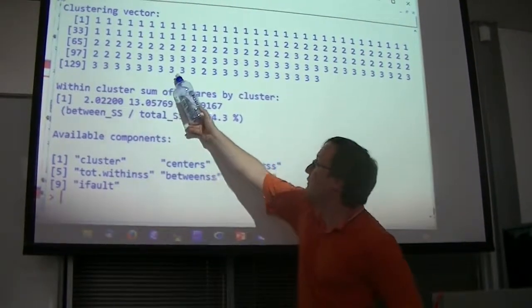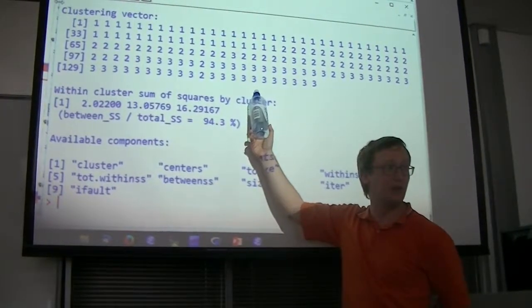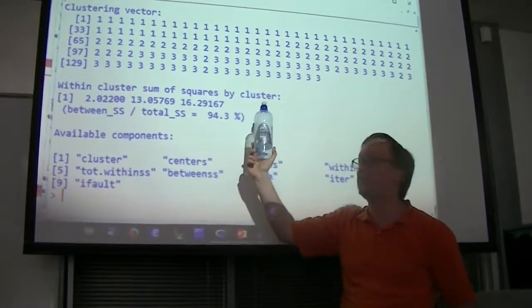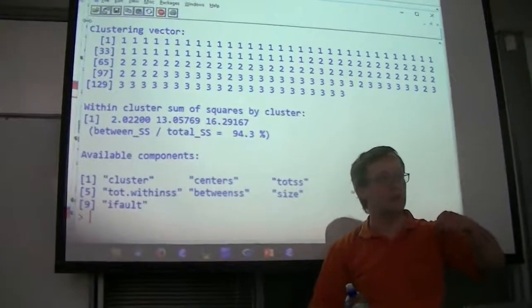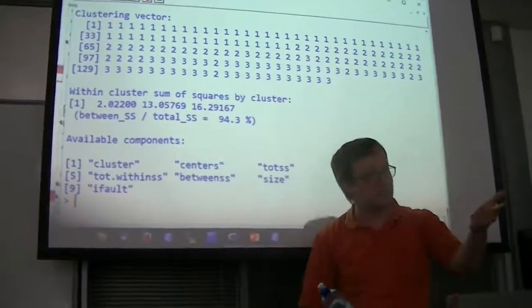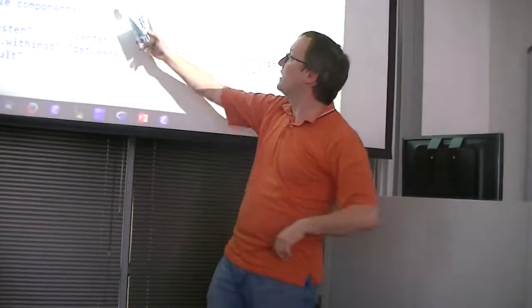We see then that we have a vector, 150 long, that has a class label on it. So this is the cluster's judgment of whether each flower belongs to the first species, the second species, or the third species. This sum of squares is a really big deal too.